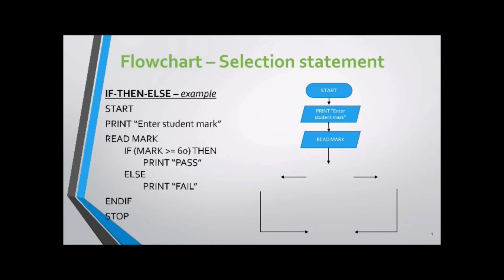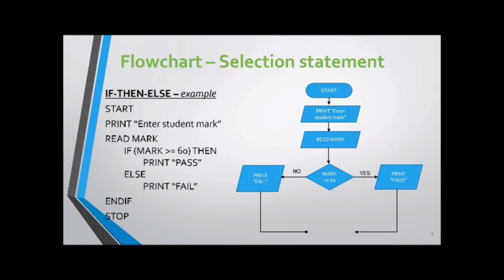The decision symbol is then used to show the evaluation of mark greater than or equal to 60. Note: the keyword if doesn't have to be written inside the symbol. The result of this evaluation can be true or false. The words yes and no are respectively used for this. Note: it does not matter whether yes or no are on opposite sides of the diamond.